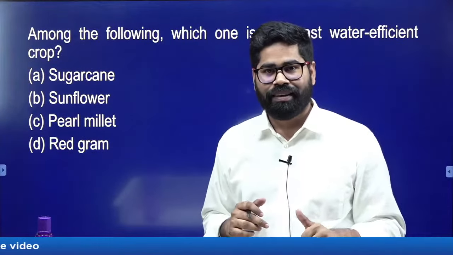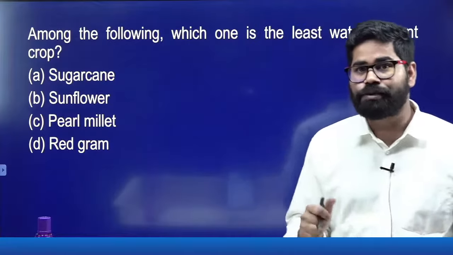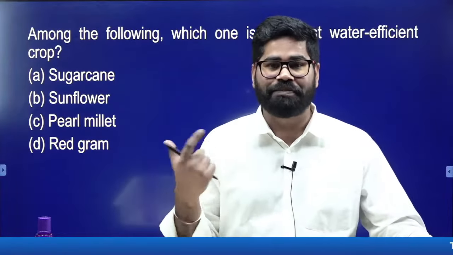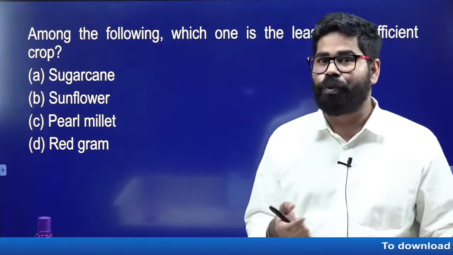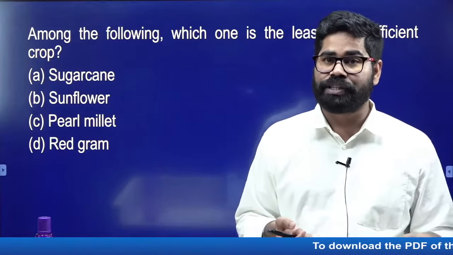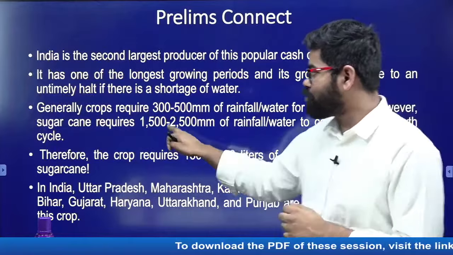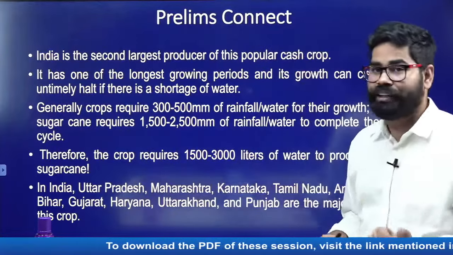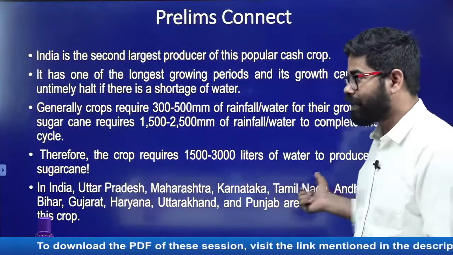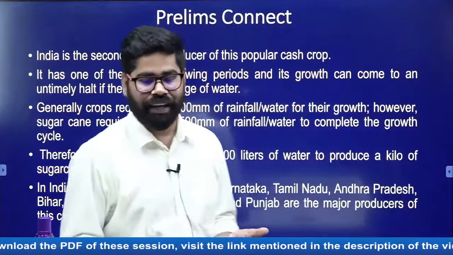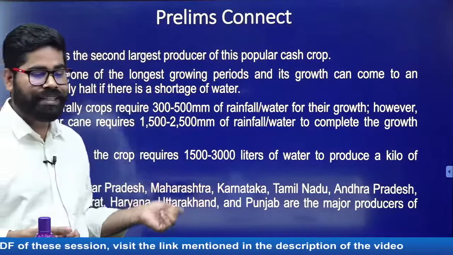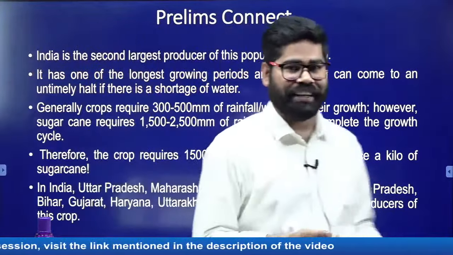If a crop is using less water, its efficiency is more. It is asking least water efficient, meaning which is using more water and producing less. You can see that it is using around 1500 to 3000 liters of water and then giving us 1 kg of sugarcane. So due to that, it will be considered the least water efficient.